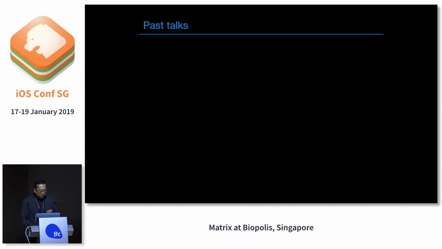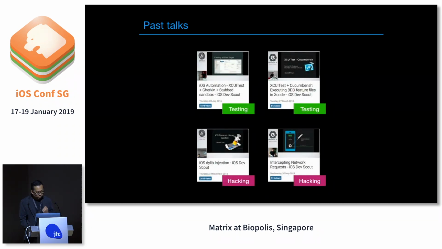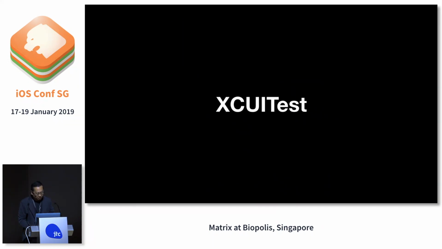So I have been giving talks at our meetup group. Basically, two kinds of talks. One category of talks is about testing on iOS apps, and another category is on hacking iOS apps. When I mean hacking, it's really about teaching you how to write Swift code and hack your Pokemon Go. And today, I will be focusing on testing, and in particular, XE UITest.